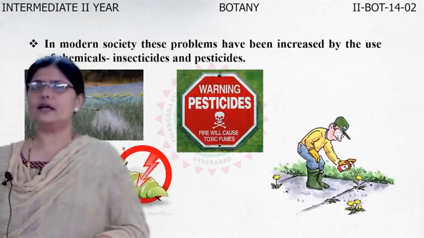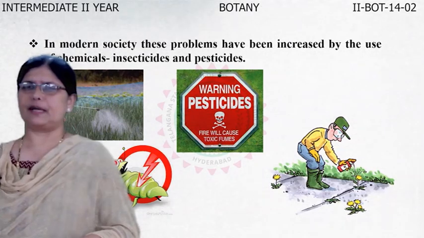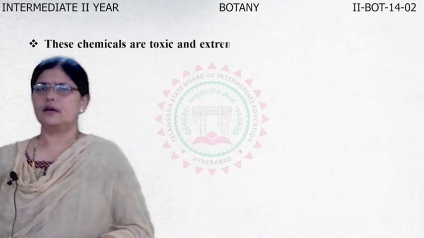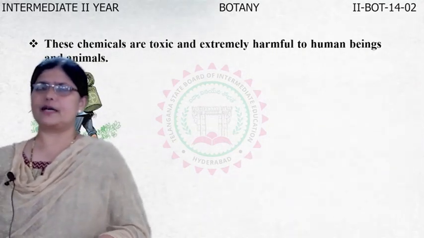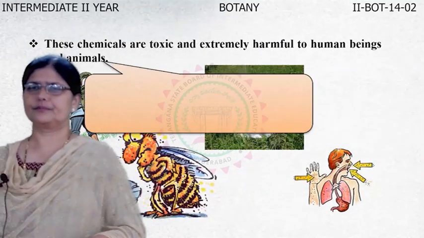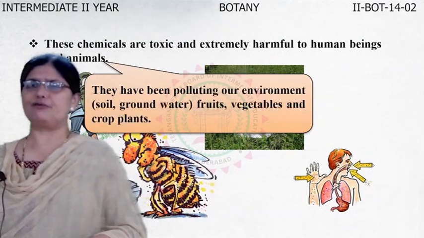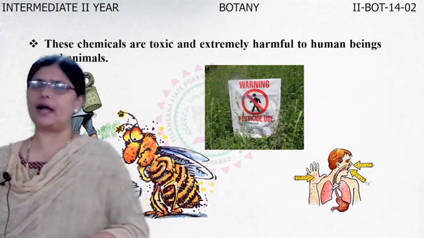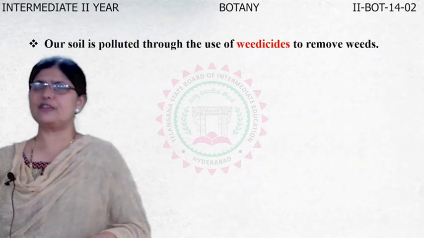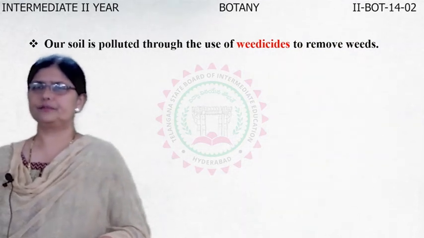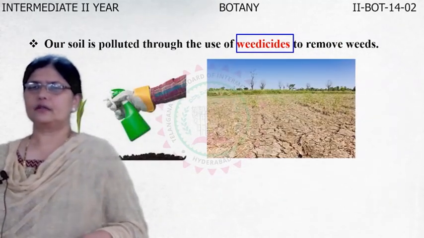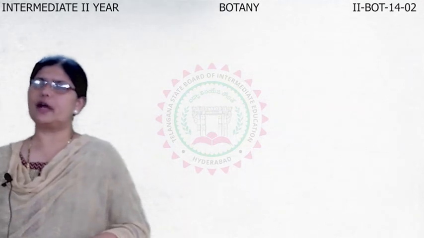In modern society, these problems have been increased by the use of chemicals like insecticides and pesticides. These insecticides and pesticides are toxic and extremely harmful to both human beings and animals. They have been polluting our environment, which is both the soil, ground and water. Our soil is polluted through the use of weedicides to remove weeds. So the weeds will pollute the soil, and these are removed through weedicides.